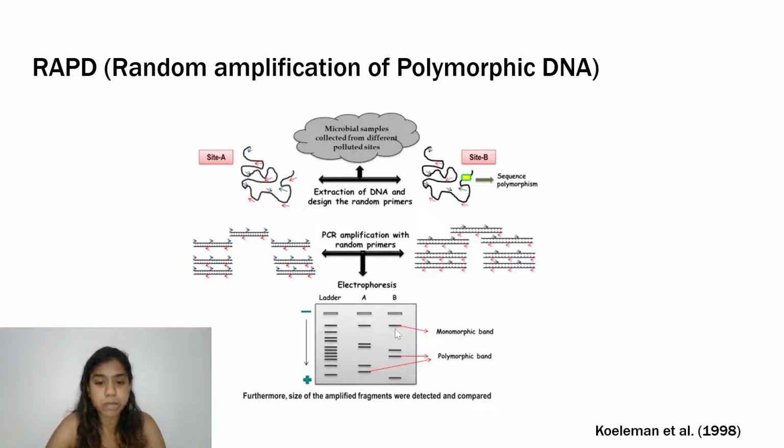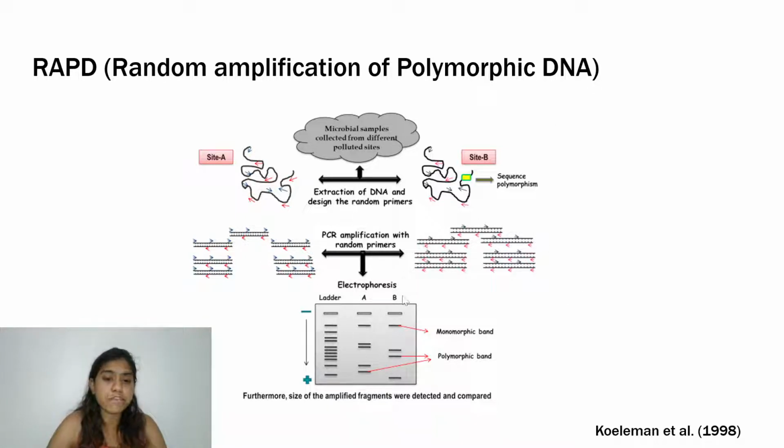Here this particular band is present in both the site A microbe and the site B microbe, which means that this particular band of interest, or this gene of interest, is common to both site A and site B. Whereas this particular band is present in A and absent in B. Similarly, this band is there in B but absent in A, which shows that this gene is polymorphic, and it shows different sequences or patterns from different regions. So the microbes from this region have this allele, whereas the microbes from that region have a different allele.